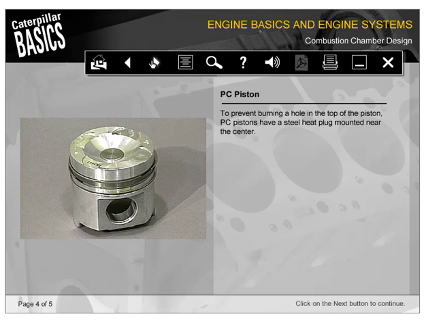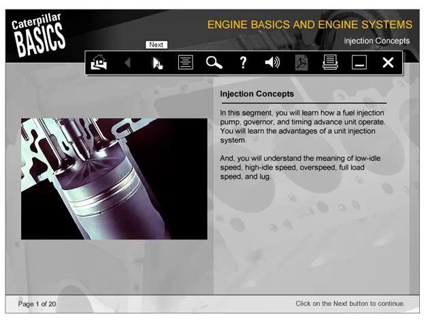In this segment, you'll learn how a fuel injection pump, governor, and timing advance unit operate. You'll learn the advantages of a unit injection system, and you'll understand the meaning of low idle speed, high idle speed, overspeed, full load speed, and lug.